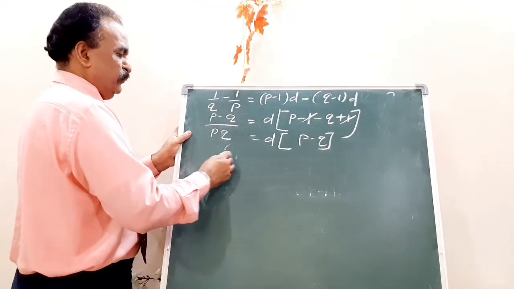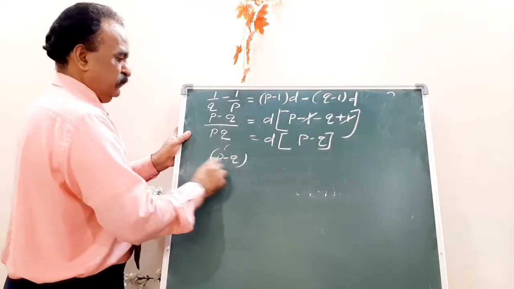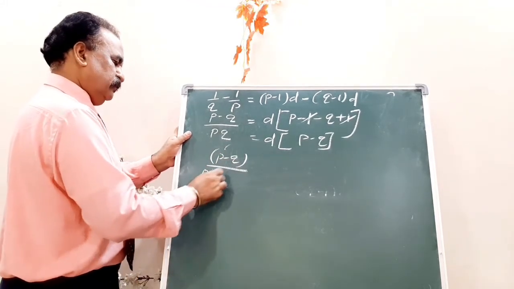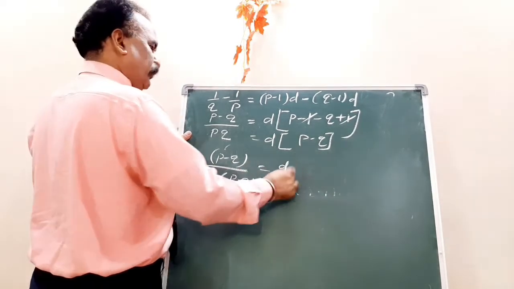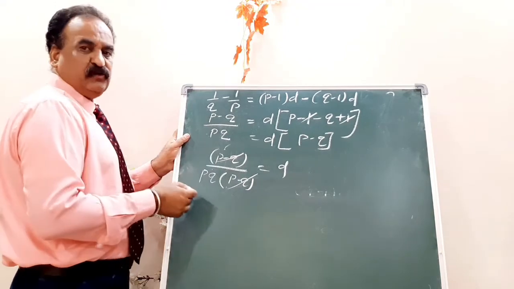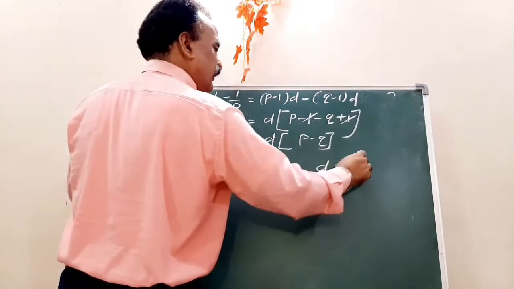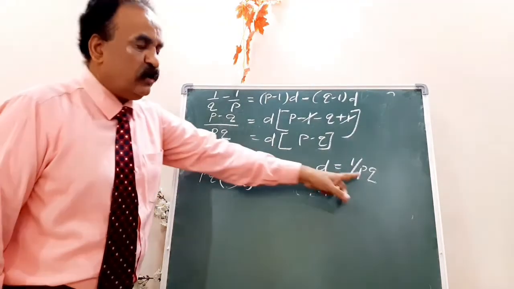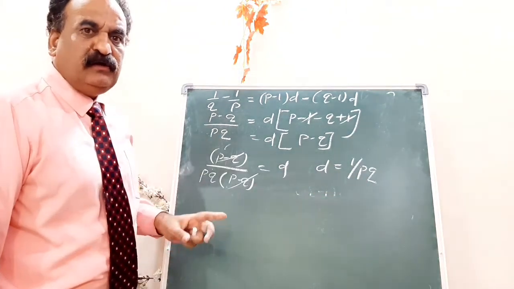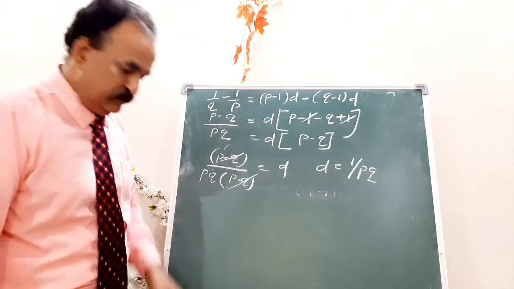So p minus q upon pq into p minus q is equal to d. P minus q cancel. So d is equal to 1 upon pq. The common difference you got, d is equal to 1 upon pq. Now you have to find the first term. Let us see how.